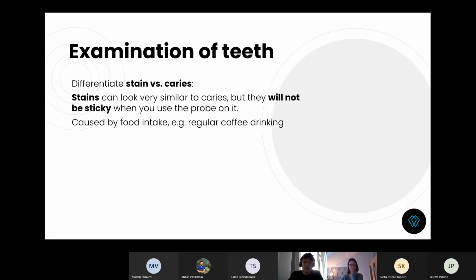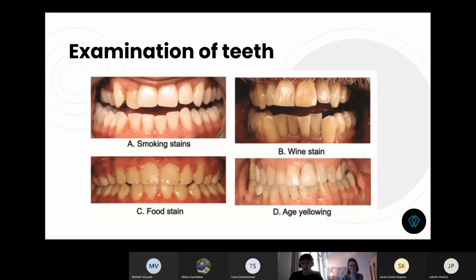Also, especially in your first patients, as a third year student, second year student, it's very easy to confuse stains with caries. Stains can look very similar to caries, but they're not sticky, they're hard. They're basically just stained enamel, stained hard dental tissue. It's not decayed. So if you probe it, you will feel no difference, while in caries, it's always softer tissue, and you can often even feel the cavitation if it's cavitating caries. It's usually caused by food intake, for example, regular coffee drinking.